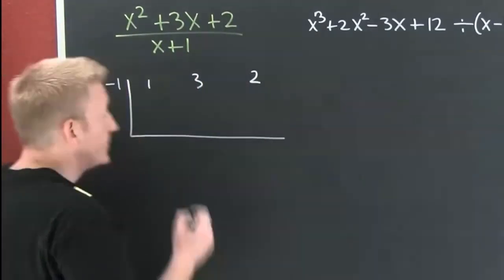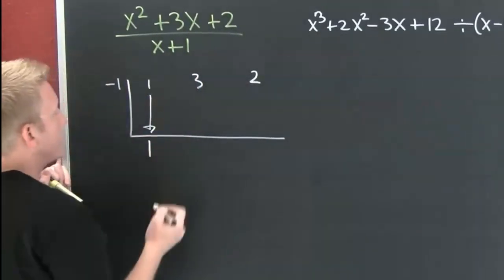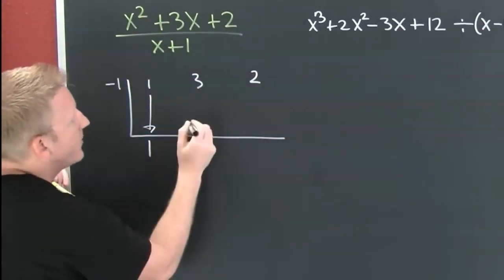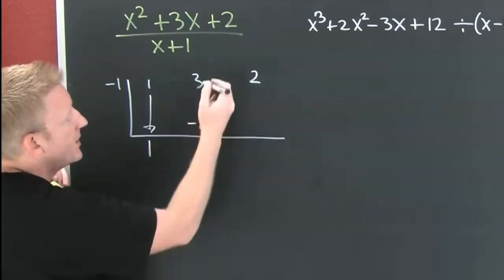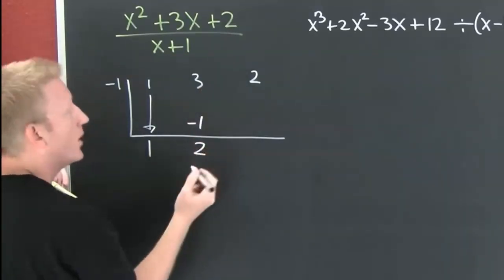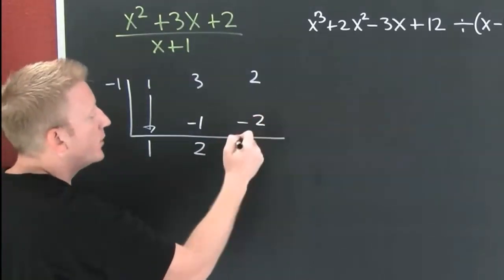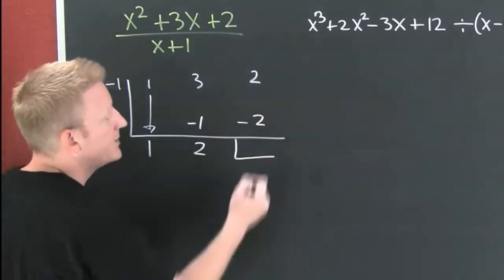So then what do I first do? Drop it like it's hot. -1 times 1 gets me a -1. Very nice. 3 minus 1 is 2. Okay. -1 times 2 is a -2. And our remainder is 0.